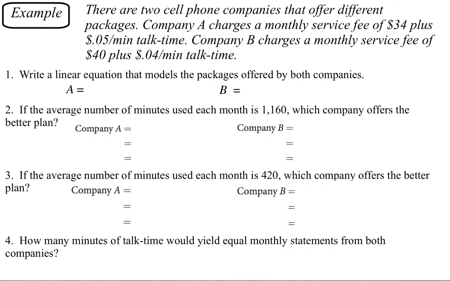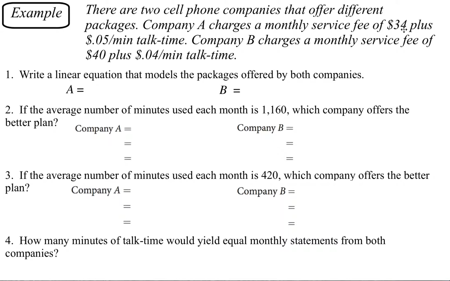So the rest of this will be examples for you. So here's an example with two cell phone companies. They have different packages they offer. One of them offers a monthly service fee of $34 and then 5 cents a minute for every minute. The other company offers a service fee of $40 and 4 cents a minute. So the first question says, write a linear equation that models the packages offered by both companies.